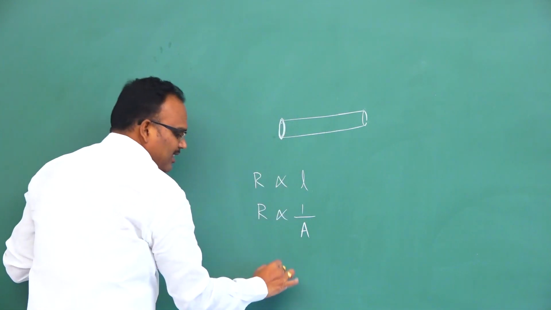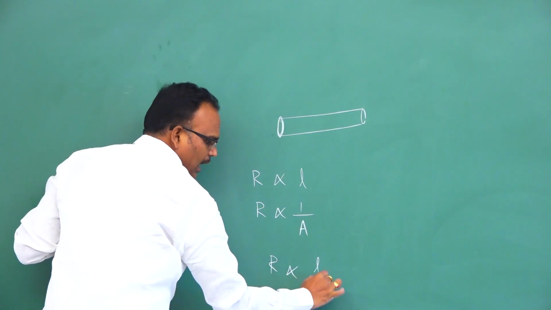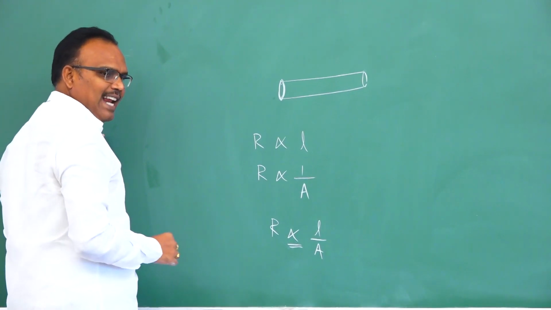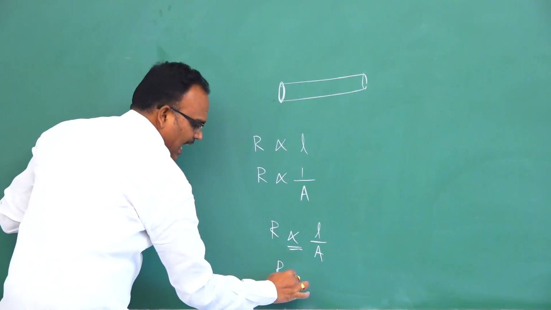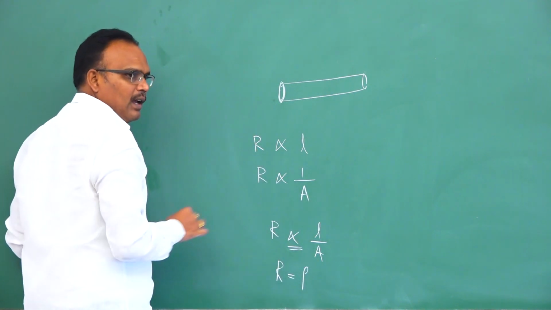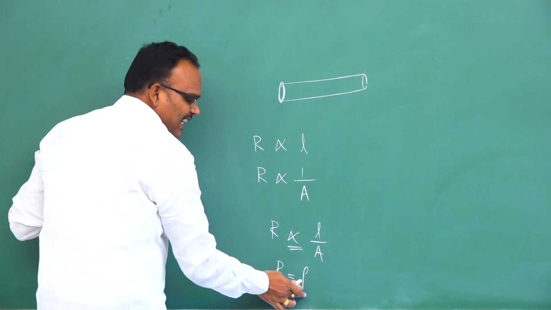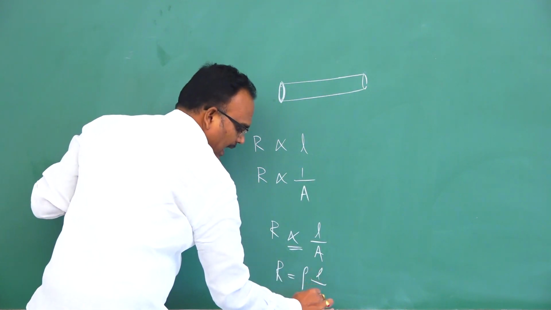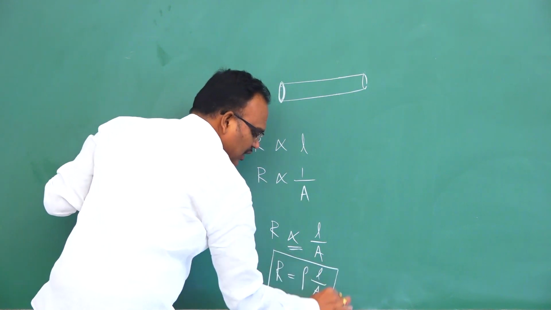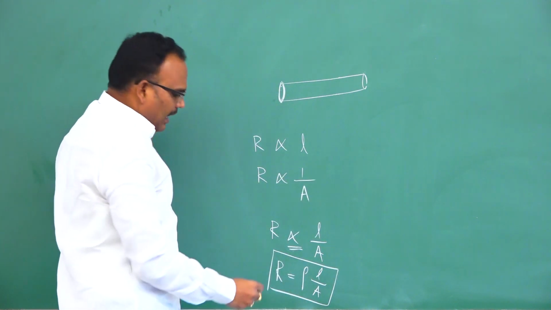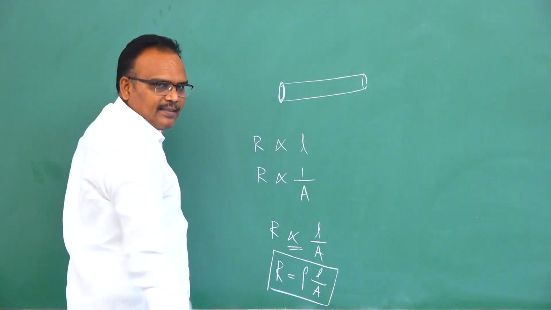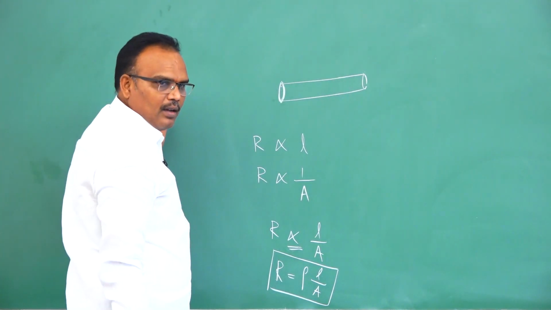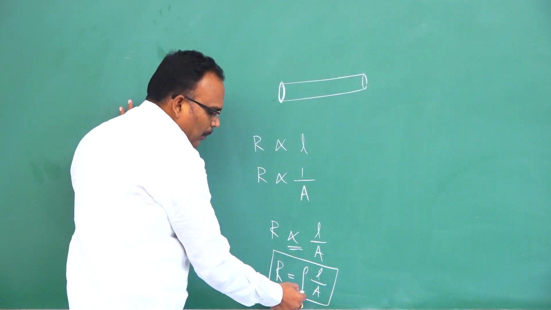Okay. If you combine these two, you will get R proportional to L by A, and the proportionality I have to replace with some constant. That constant is, say, rho. This is called specific resistance or resistivity, L by A. So this is an expression for resistance of the conductor. Resistance depends on the dimensions, okay, length and area of cross section. Okay. See, this is proportionality constant.